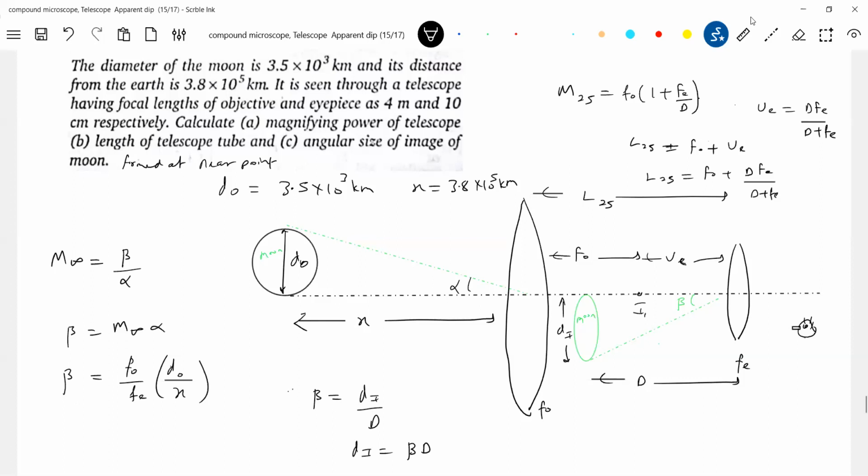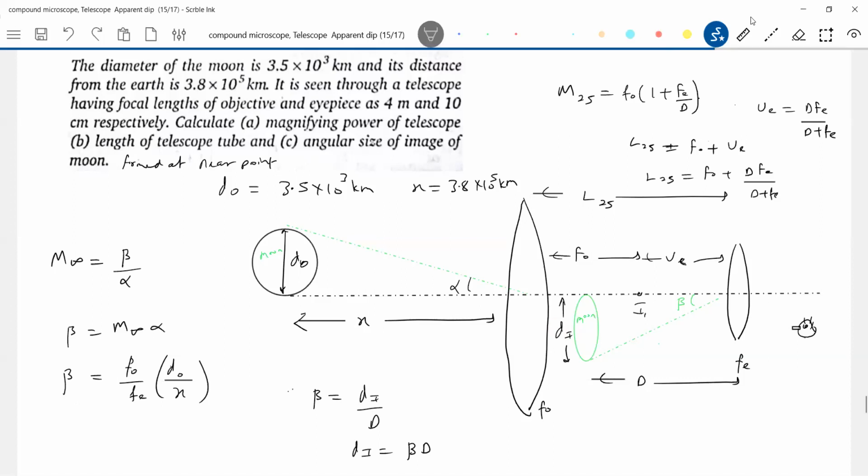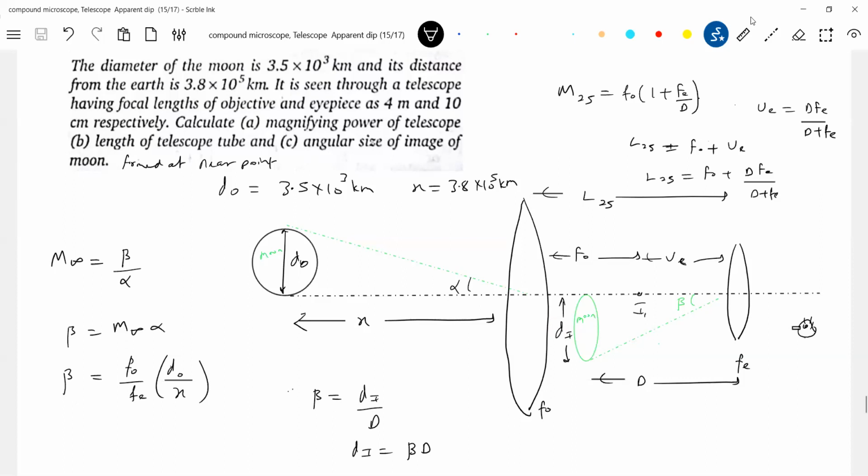You can see, sir, what is the diameter of the moon? 10 to the power of 3 kilometers. So in how many kilometers do you expect the diameter of the image of the moon? Anybody? I just want your common sense here. Can you see an object of diameter 1 kilometer nearby your eye, at 25 centimeter? Just try to see. Keep your mobile at a distance of 25 centimeter, and its height is 1 kilometer. Can you see it? Not possible, no. So what do you expect DI to be? DI will be of the order of a few centimeters.